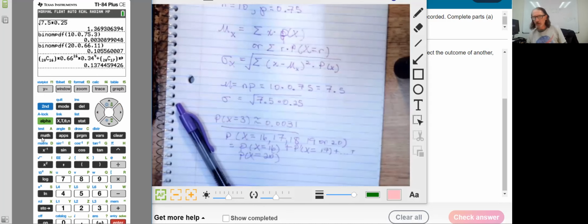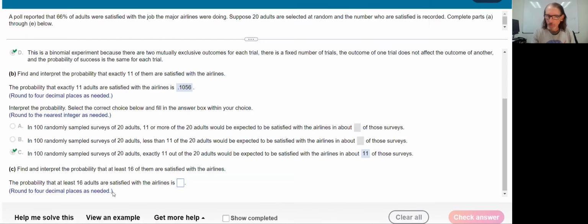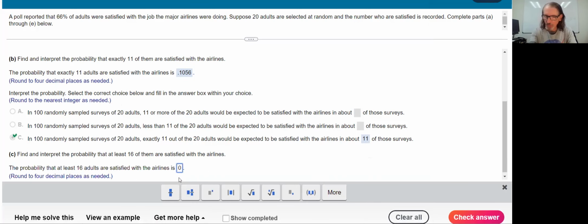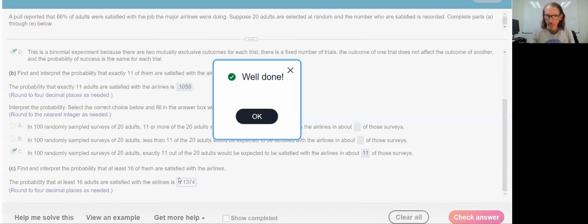So if I didn't get lost in all that typing, then if they want this to 4 places, this should be 0.1374. Let's find out. Yes. Remember, 4 places after the decimal point is the 10,000ths place. There we go.